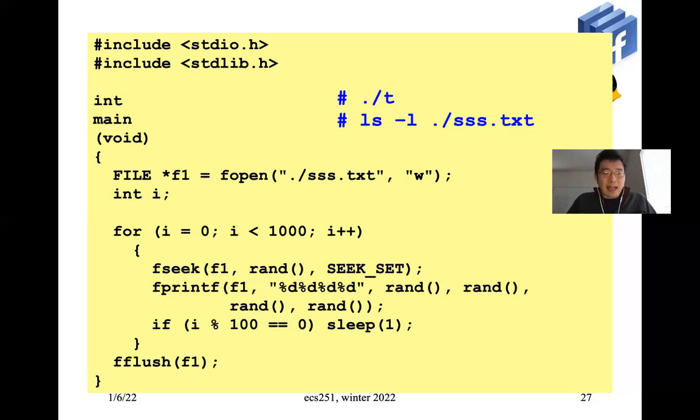But the thing is that the number of disk blocks required is much smaller. Essentially, the file sss.txt actually contains a lot of holes. Logically it's a big file, but there is a lot of holes, there's nothing. Then occasionally, in those 1,000 locations, you have some content, but that's it. And that's basically this program.